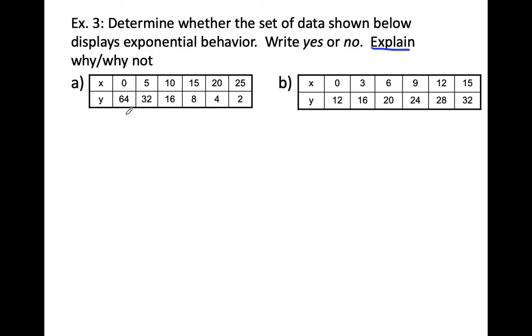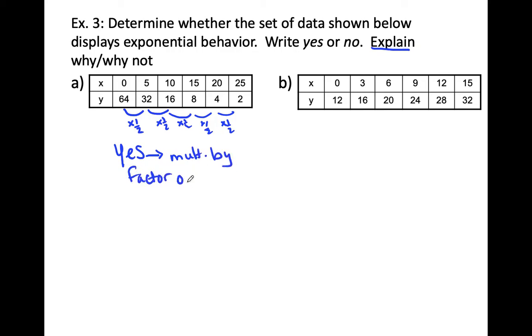So if I look at this one, to go from here to here, we're multiplying by 1/2. And the reason why I'm writing it as multiplying by 1/2 instead of divided by 2 is we're looking for a multiplier. Okay, 32 times 1/2 gives you 16. 16 times 1/2 gives you 8. 8 times 1/2 gives you 4. And then 4 times 1/2 gives you 2. So this would be yes, and the explanation would be you are multiplying by a factor of 1/2.